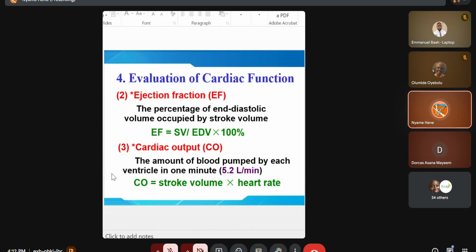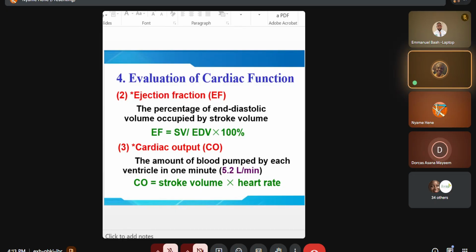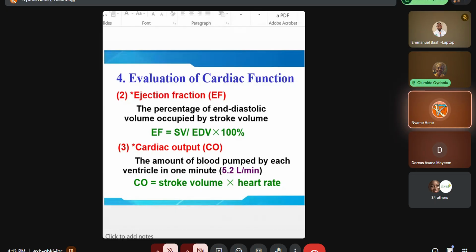You are not answering for me. When the stroke volume is low, it means that there's going to be what? Hypoperfusion. Blood cannot reach all parts of the body. For instance, the body needs 70 mils, and now stroke volume is low, so we are getting 30 mils from the heart. Now you understand what the implication is going to be. So that answers your question.